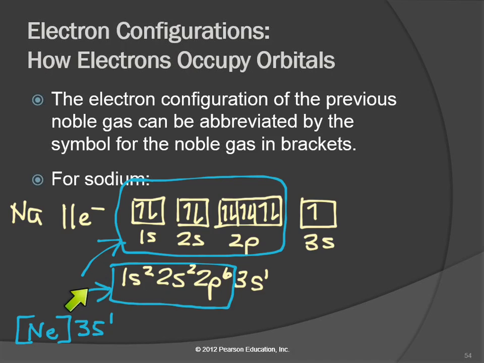So these are two acceptable ways to indicate the electron configuration for sodium. This is obviously shorter, right? So, okay, well, it's neon plus 3s1. They always fill in the same order. Any questions?